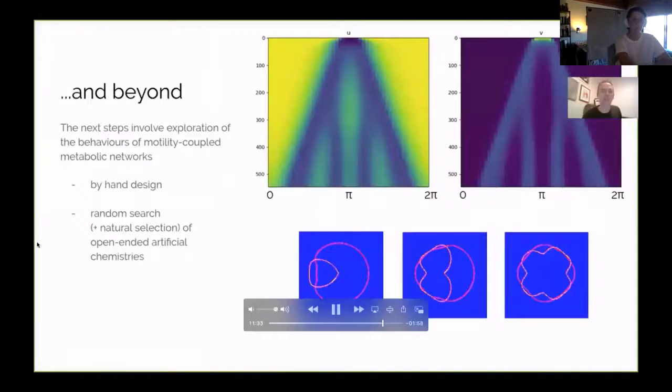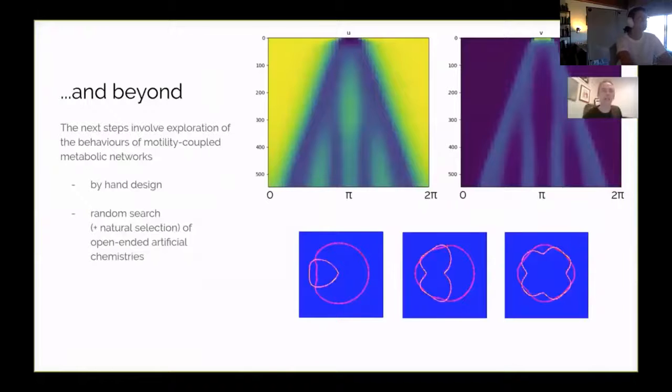I'm doing some experimenting with embedding, but with hand design of these kinds of reactions, so modifying the chemistry by hand, designing what comes to my mind. And I'm also interested in using artificial chemistries, so open-ended artificial chemistries and random search of those artificial chemistries and selection processes and so on, to try to see what kinds of smart droplets we're capable of finding.